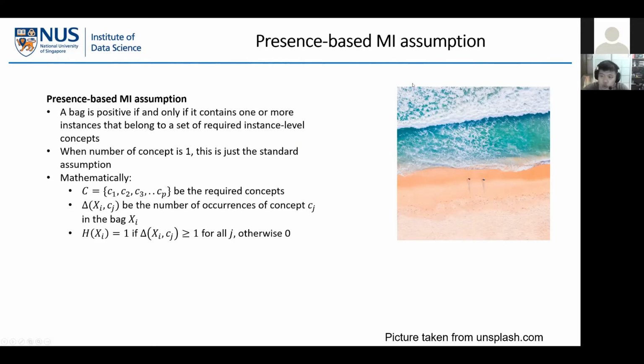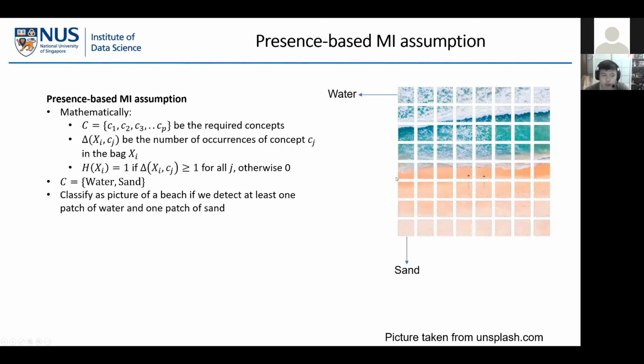So if a patch contains water, then we increase the counter for the number of patches that contain water. At the end of the day, we just see if the image contains all the relevant concepts and if it passes a certain threshold. In this case, the threshold is 1. So if it contains at least one patch of water and one patch of sand, then it is a picture of a beach. We classify this picture as a picture of a beach if we detect at least one patch of water and at least one patch of sand.